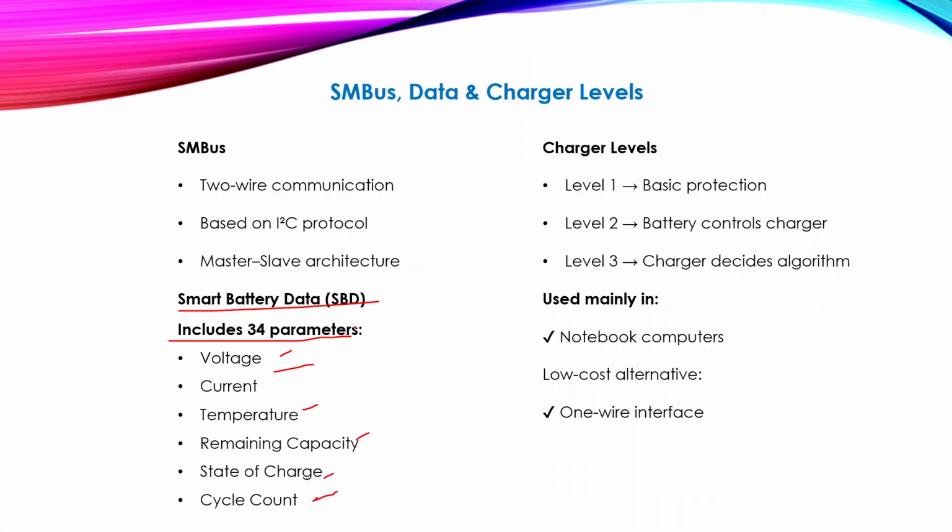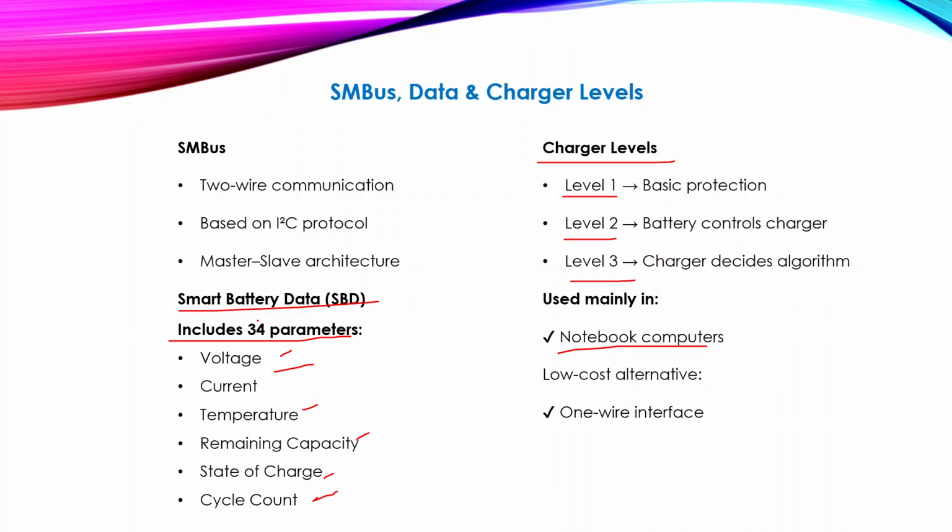As well, there are three levels of chargers: level 1, level 2, and level 3. Level 1 provides basic protection. Level 2 allows the battery to control the charger. Level 3 allows the charger to decide the charging algorithm. Although SMBus was designed for all portable products, in practice it is only used in notebook computers. Standardized communication between battery, charger, and host system enables intelligent power management and improves system reliability.